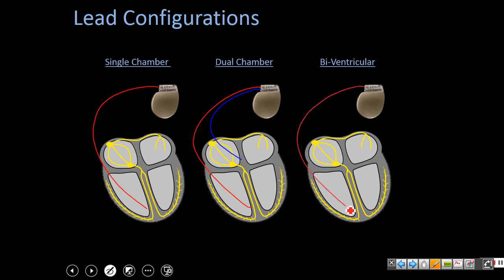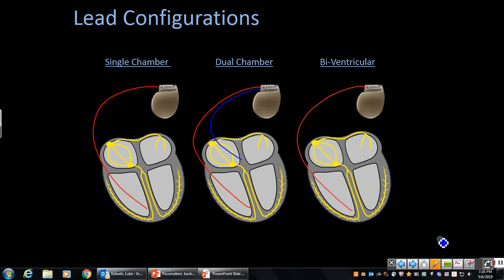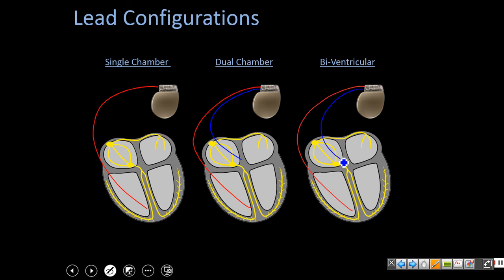Biventricular configurations have a lead positioned in the right ventricle, in the right atria, and also a lead positioned just over the left ventricle. This lead isn't in the ventricle, but it's fished through the coronary sinus and positioned just outside of the left ventricle.